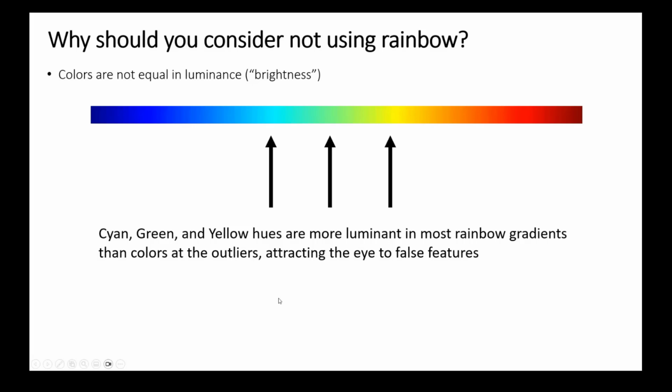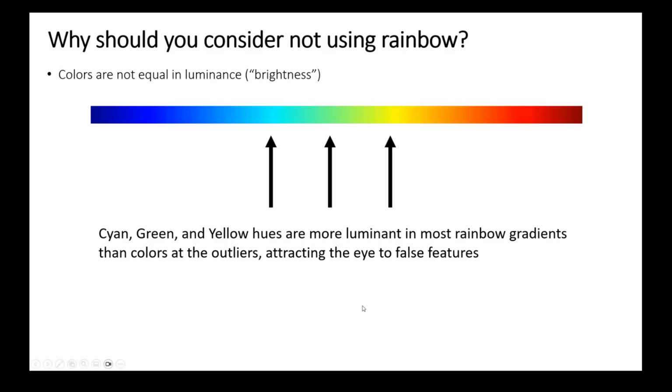Another reason why you might not want to consider using a rainbow gradient is that the colors themselves that are on the rainbow gradient aren't equal in luminance. And luminance, you may think of it as brightness, for example. In the middle of the color bar, most rainbow color bars will have cyan or light green or yellow, and these colors tend to be brighter than the colors at the outliers, such as blue, red, or purple.